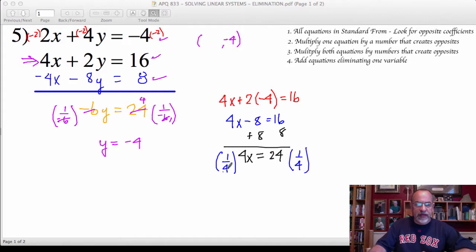And in doing that, these 4's reduce, leaving me 1. 1 times x is x. And then 4 goes into 24 6 times. So my x value of my solution to the system is 6. So the answer here is 6, negative 4 as a solution to the system using elimination.